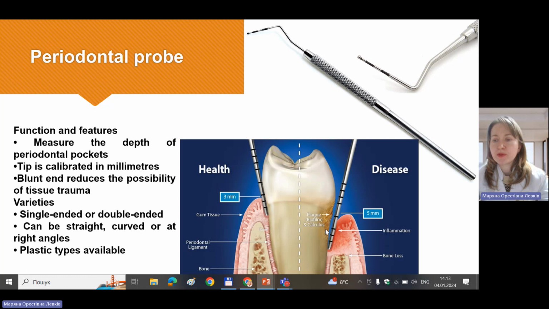And this photo shows you how the periodontal probe works. Measuring of the depth of the periodontal pocket is visible on this part of the photo. The depth of the pocket can be measured by this calibrated millimeters. And here is a normal, healthy level of the gum tissue.